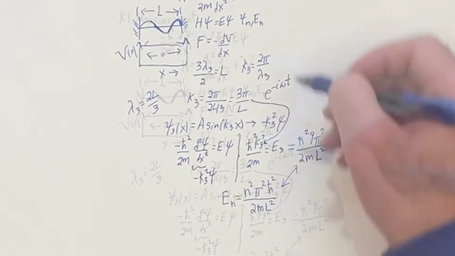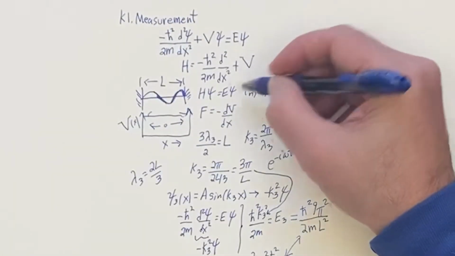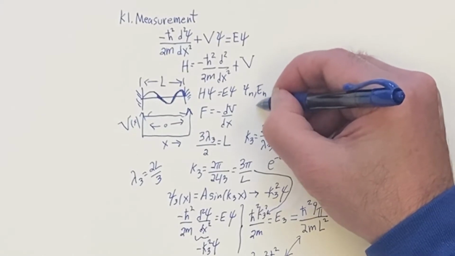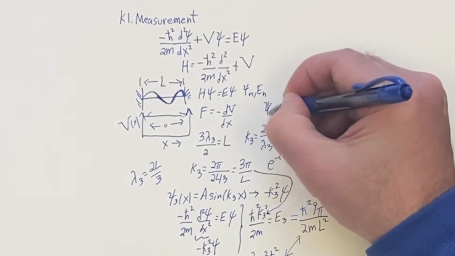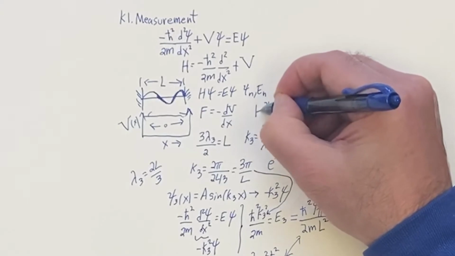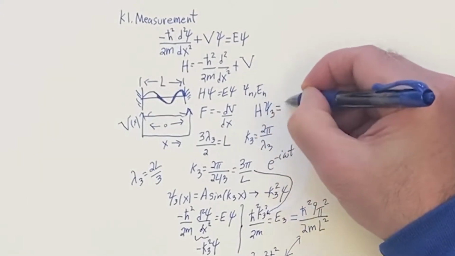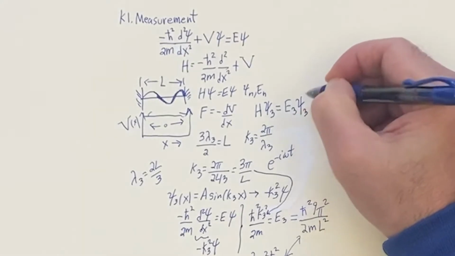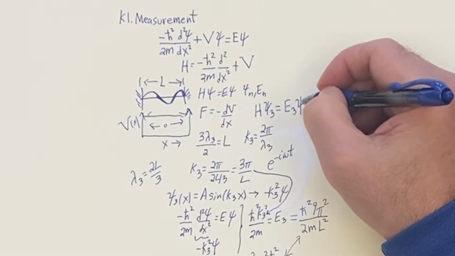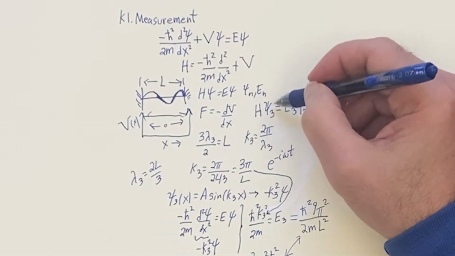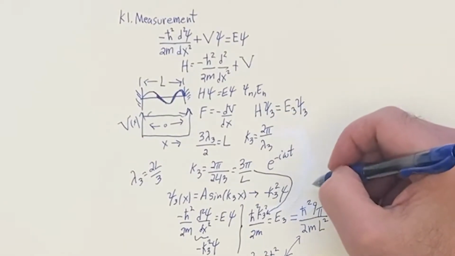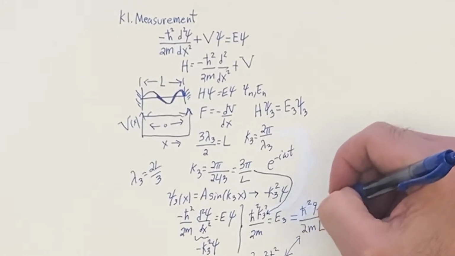So you can think of this as taking a measurement. If you have, for example, the third state and you apply the Hamiltonian on it, you'll get the energy of the third state, and the third state will come right back. You won't disturb it. So here, you'll get then this eigenvalue, the third energy level.